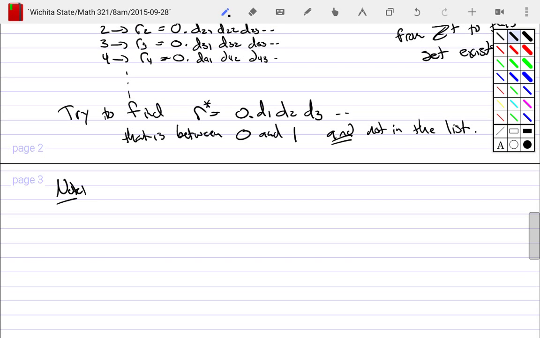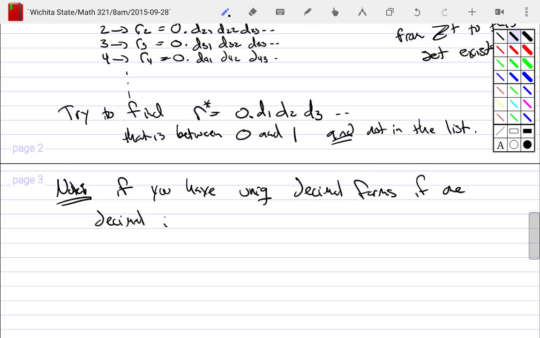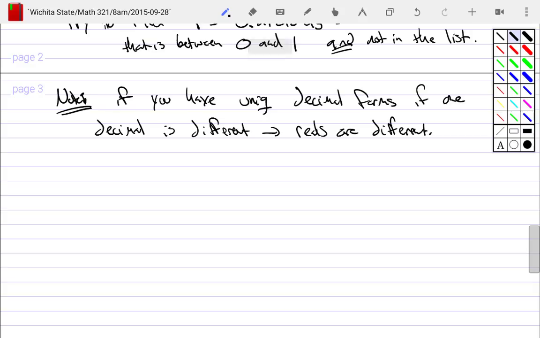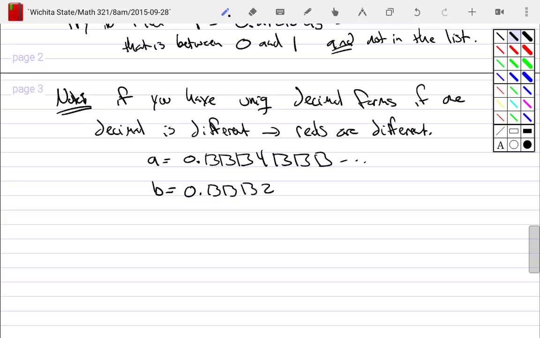Note, this is just an obvious thing. If you have unique decimal forms, if one decimal is different, then the reals are different. What I'm saying is, if I had, say, real A equal to 0 point something, something, something, dot, dot, dot, I don't really care what those are. But this one's equal to 0 point something, something, something, dot, dot, dot. Do I need to compare anything else? If you find one place that it is different, the numbers cannot be the same.